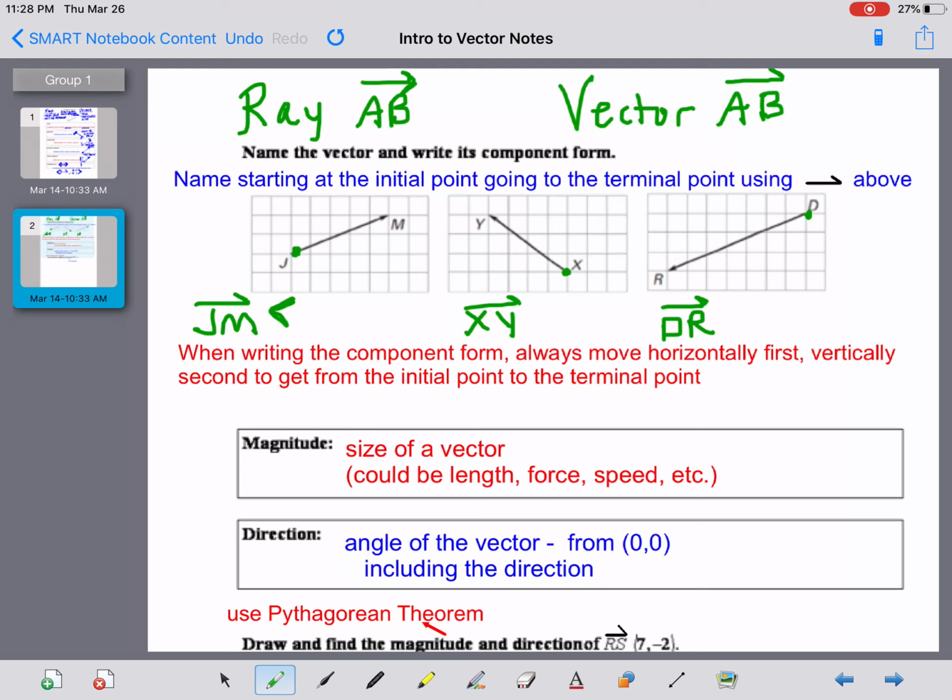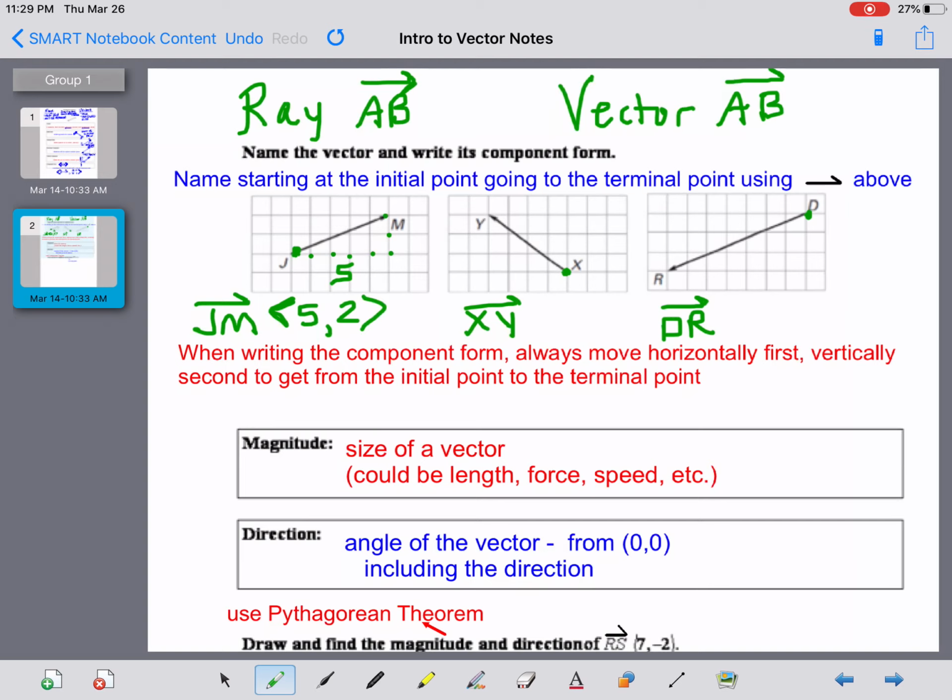So from J, I'm going to count 1, 2, 3, 4, 5 to the right. Because it's to the right, it's positive. And then I go up 2, so that's also positive. So my component form for vector JM is <5, 2>.